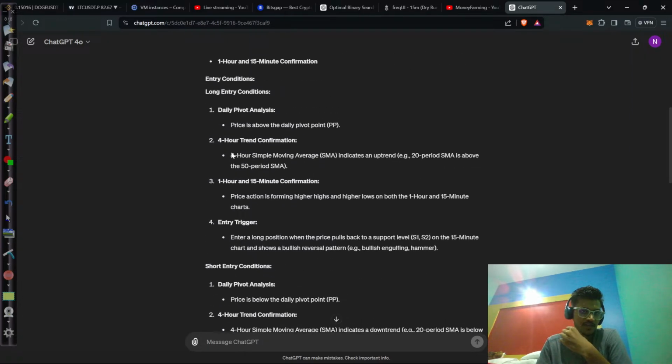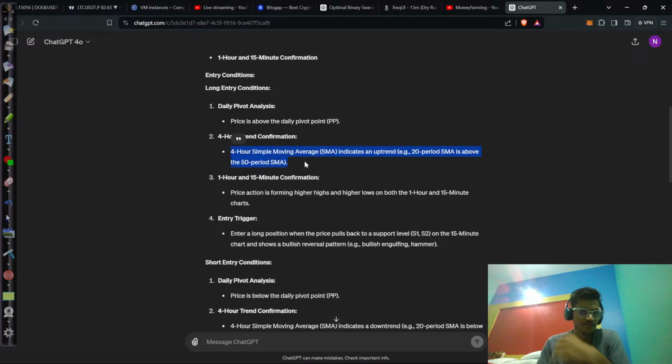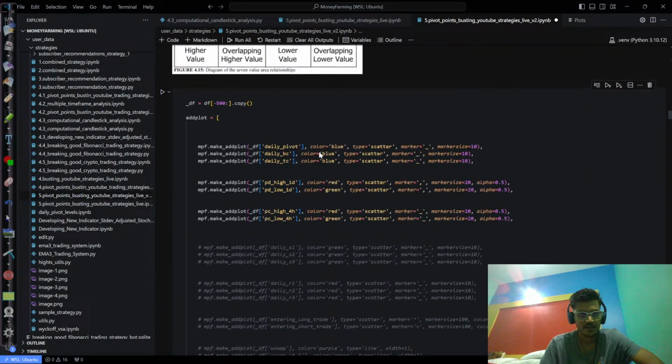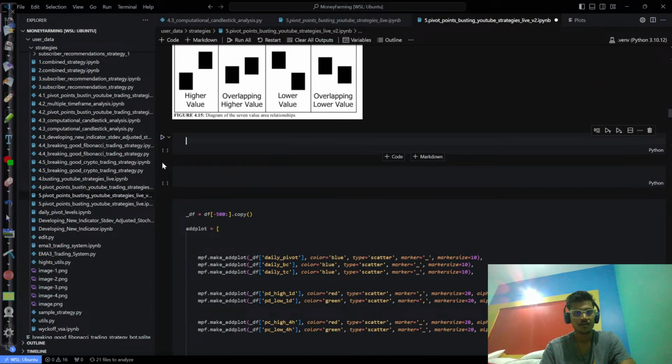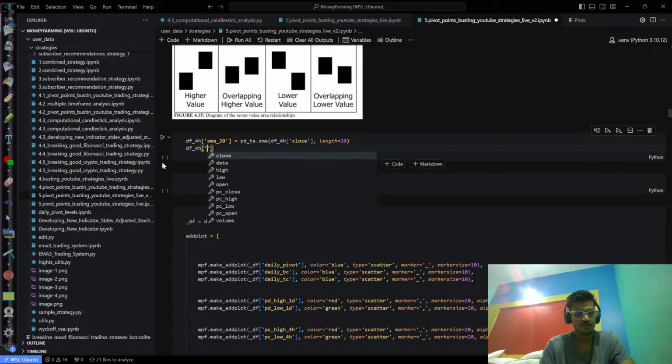So let's do it step by step. Okay, so we got the daily pivot point. Okay, we got the 4 hour. We don't have the SMA though for 4 hours, so let me get the SMA. So I go here, I code it there. So the 4 hour SMA 20, I guess. Yeah, it's 20, right? So PDTA.SMA DF 4 hour close length 20 and DF 4 hour SMA 50, right?